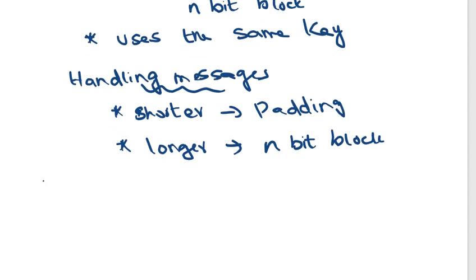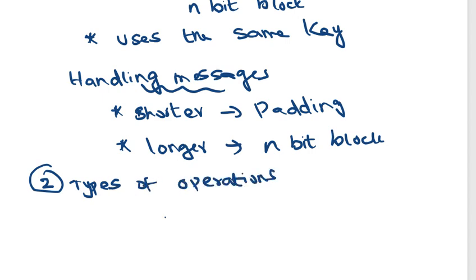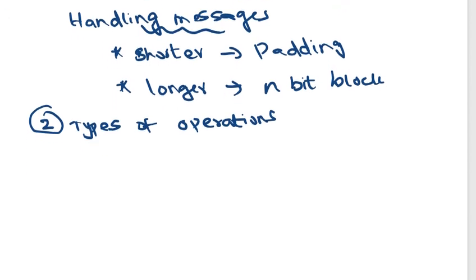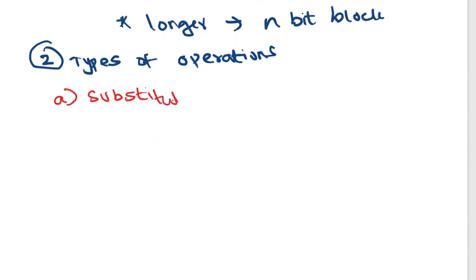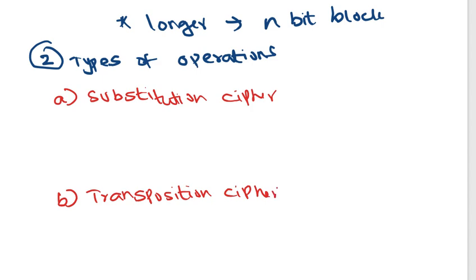And the second one, types of operations. Modern block ciphers can function in two ways. One is the substitution cipher, and the other one is the transposition cipher. So two types of ciphers are there: substitution cipher and transposition cipher.